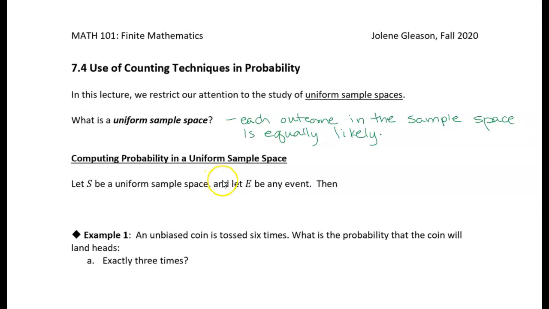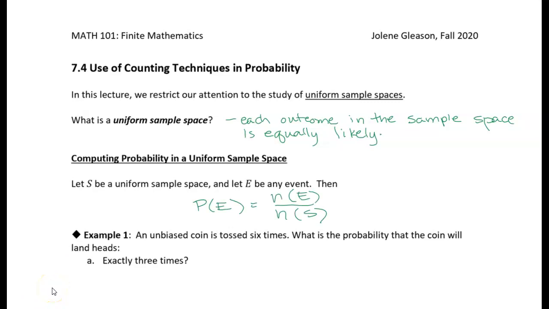So, for example, in our coin toss, right, our sample space consisted of heads or tails. Those were all the possible outcomes. And so that would be a uniform sample space because it's just as likely to get heads as it is tails. Okay? So when we have a uniform sample space, the nice thing about that is that we can use our counting techniques that we learned in Chapter 6 in order to determine probability. What we need to know, the probability of an event, then, is just the number of elements in that event over the total number of elements in the sample space.